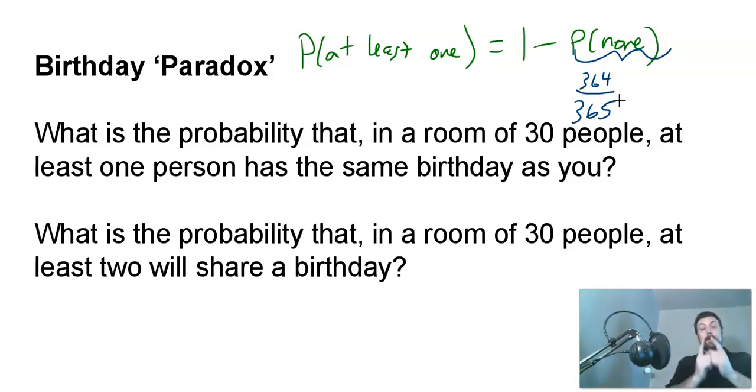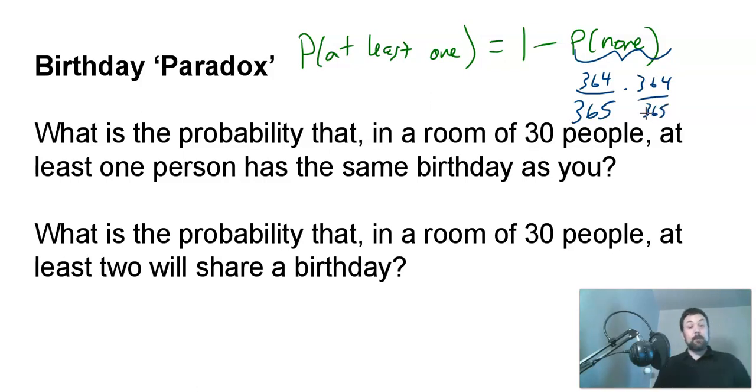So for one person, the probability that one person does not have the same birthday that you have is 364 out of 365. There's 364 ways for them to not have the same birthday as you out of 365 days they could have been born on altogether. Now that's for one person. We have to do this for 30 people. So what's the probability that the second person does not have the same birthday as you? Also 364 out of 365.